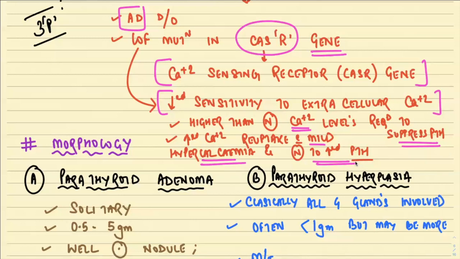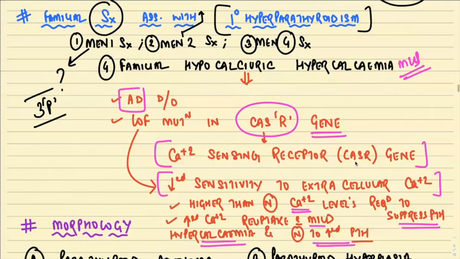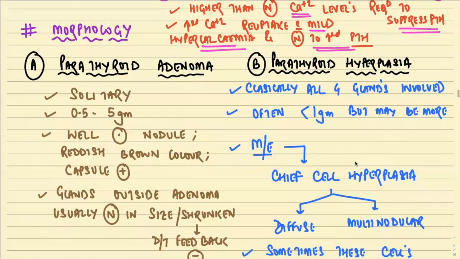Similarly over here, the body has to persuade the serum calcium level. The body has to persuade with an excessive amount of parathormone. Understand? So higher than normal calcium level is required to suppress the parathormone levels. Is this point very clear? Familial hypocalciuric hypercalcemia. Okay, now we go to the morphology.